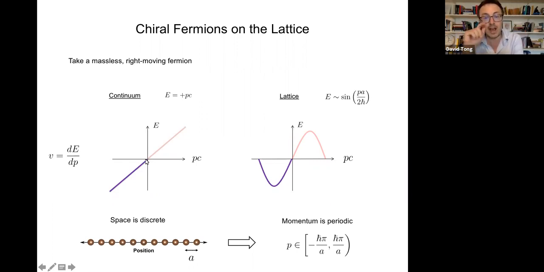Something just to be aware of here: this picture where we've got positive and negative energy states is the Dirac sea picture, which is not really the right way to think about quantum field theory. It's useful in certain contexts. It's the correct way for condensed matter physics. It's not really the correct way for relativistic quantum field theory. That's actually going to be important a bit later, but bear with me. All right, so if we're in the continuum, there's no problem at all in just having a right-moving fermion.